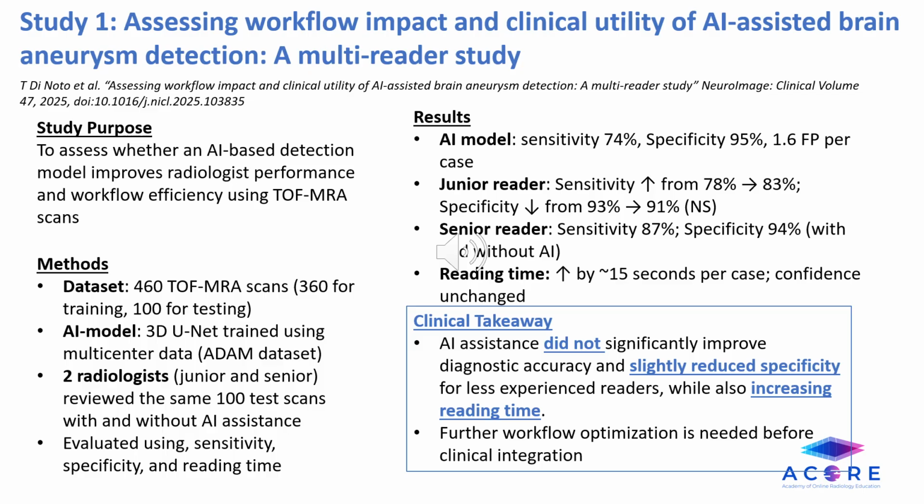For the junior radiologist, sensitivity improved slightly from 78% to 83%, though not significantly, while specificity decreased from 93% to 91%. The senior radiologist maintained a consistent sensitivity of 87% and a specificity of 94%, regardless of AI use. Interestingly, reading time actually increased by around 15 seconds per scan when using AI, and confidence levels remained unchanged.